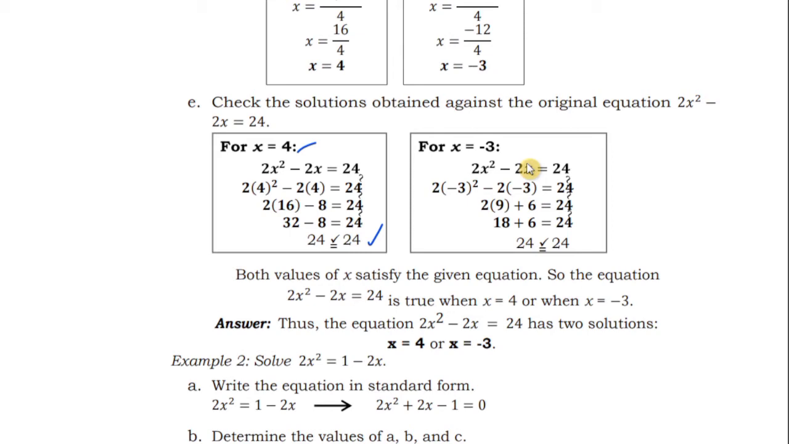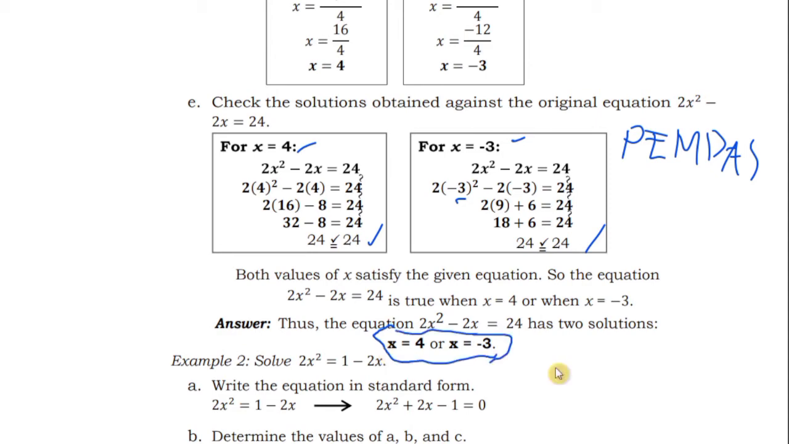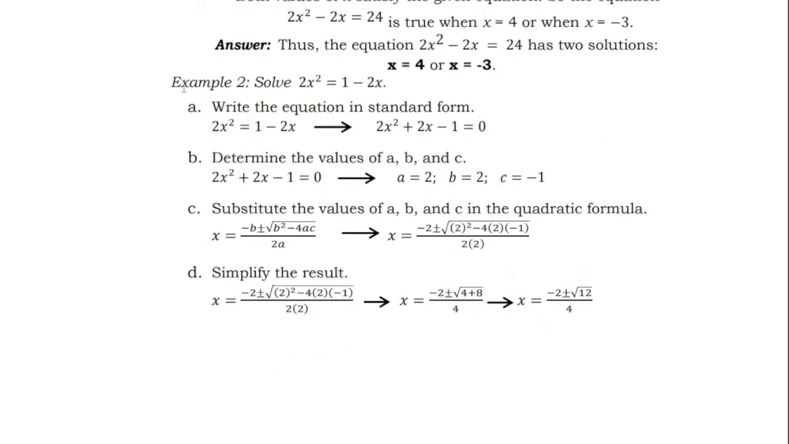Because we have to use the PEMDAS rule. Meaning to say, using the concept of PEMDAS: parenthesis, exponent, multiplication, division, addition, subtraction. Okay, so we could now claim that we have two real values of x, which are 4 and negative 3. The equation 2x squared minus 2x is equal to 24. Let's now have an example.